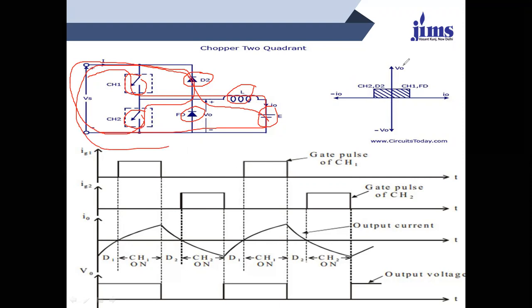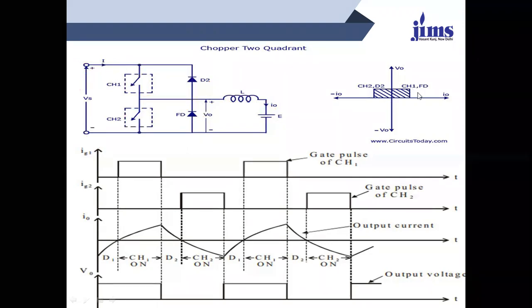We are finding that CH1 and the FD in forward bias provide the forward operation for the first quadrant operation. CH2 and D2 are operating for the second quadrant operation. And this is the waveform which we get for the gate pulse if we deliver the gate pulse to CH1, and these are the gate pulses for CH2. The operational time is with the component which is operating over here.